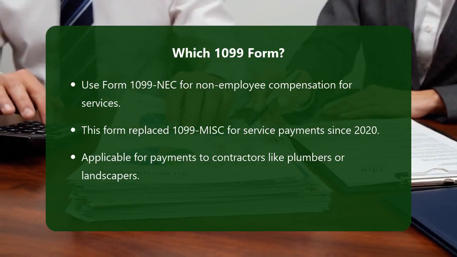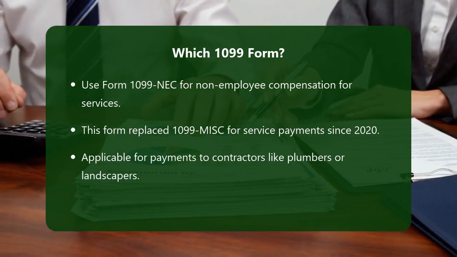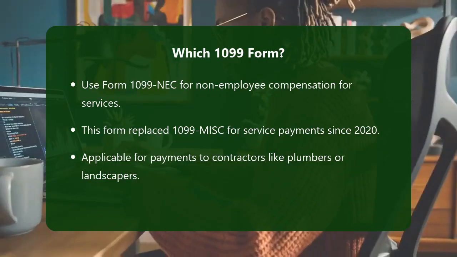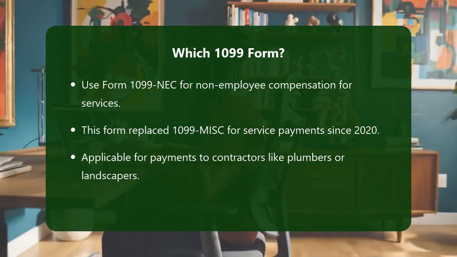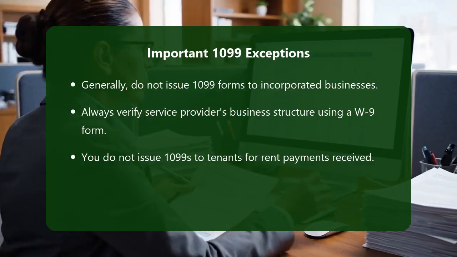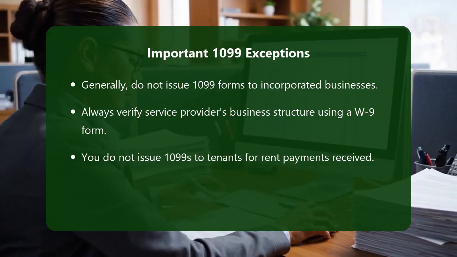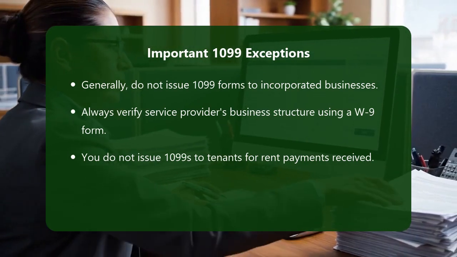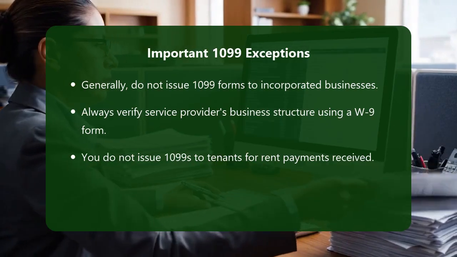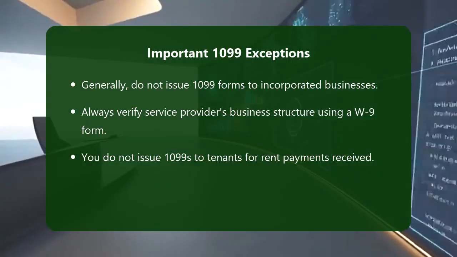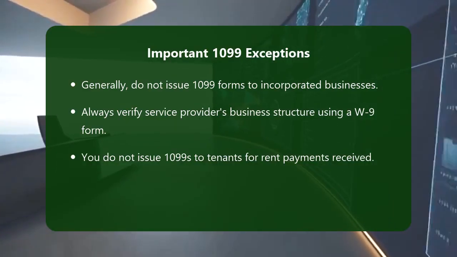You generally do not need to issue a 1099 form to corporations. Most payments made to corporations for services are exempt from 1099 reporting. Always verify if your service provider is incorporated. You can usually ask for their W-9 form, which provides their tax identification number and business structure. This W-9 form is essential for gathering all the necessary information before the tax year ends.